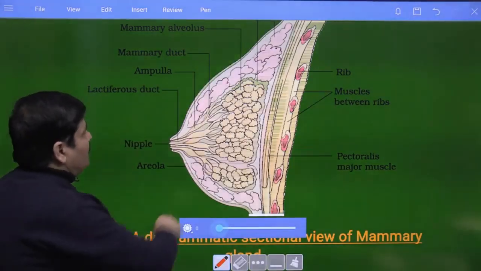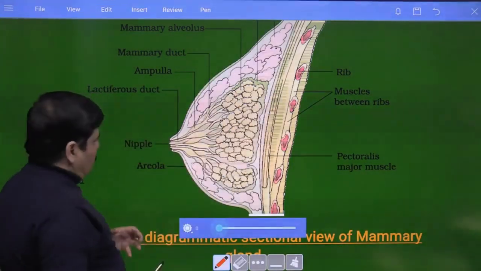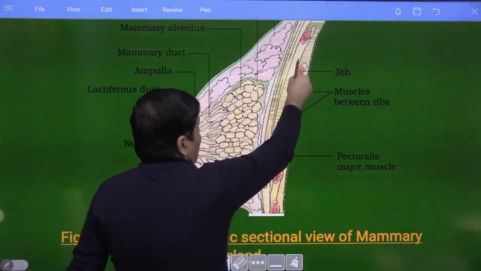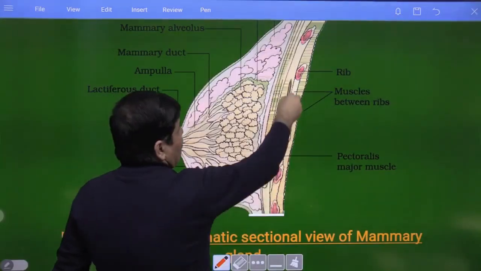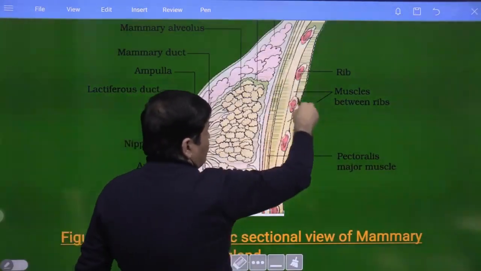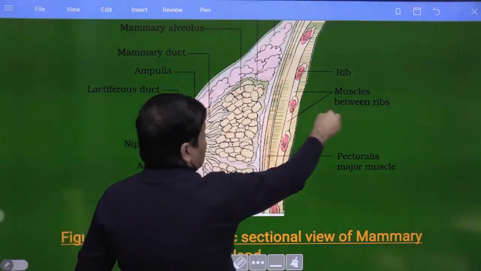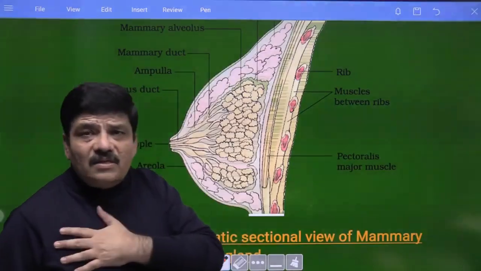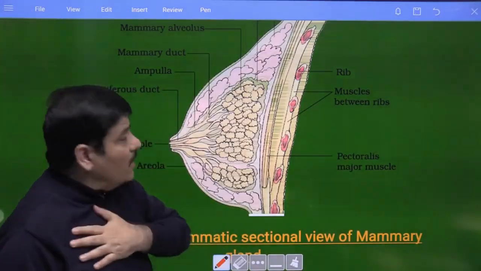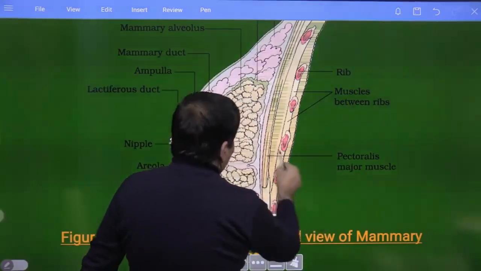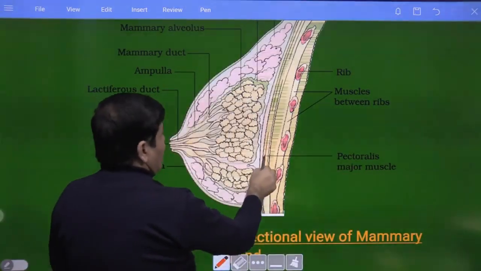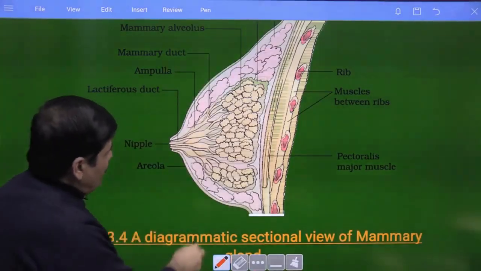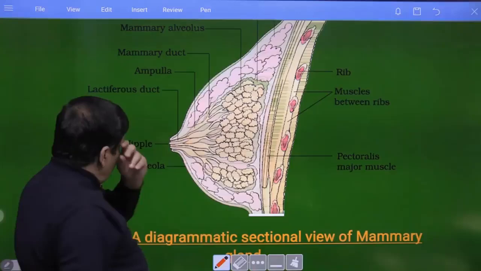So as you can see, this is divided into a large number of lobes, and then obviously this would be the body wall. We are looking at the ribs, and you can see the cut section of the ribs, and there would be intercostal muscles between the ribs, and then there would be the pectoralis muscle. There is a pectoralis major and pectoralis minor. So these are the pectoralis major muscle, and on it would be located the breast tissue, and we are seeing that the breast tissue is divided into lobes.